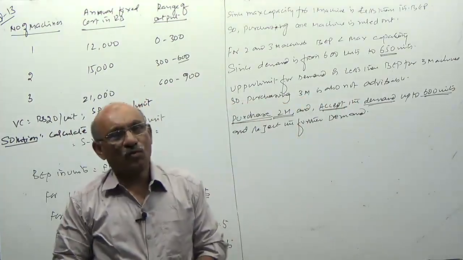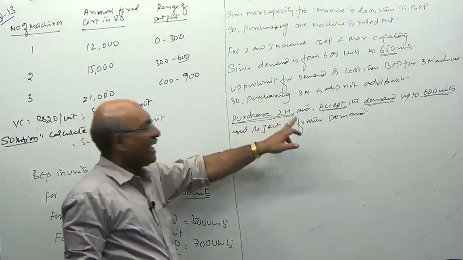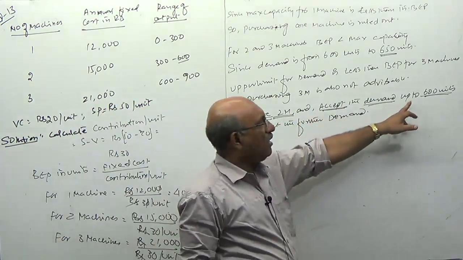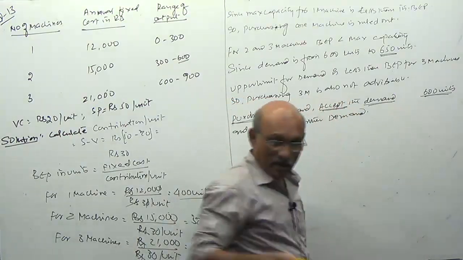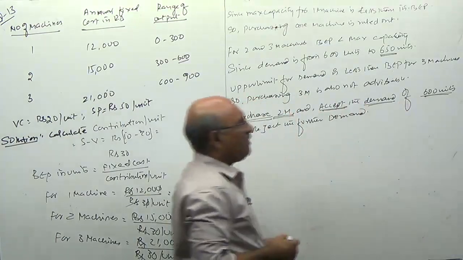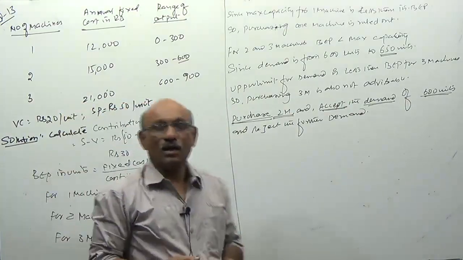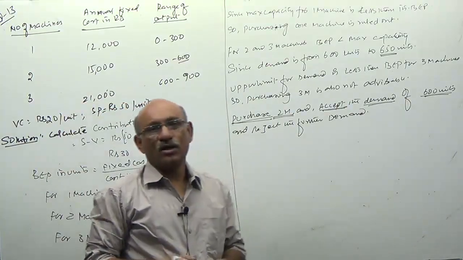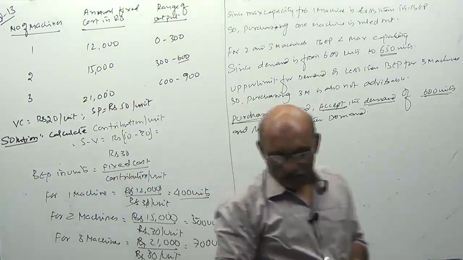So finally, what decision am I taking? Purchase two machines and accept the demand of 600 units, and reject the further demand. This is the final conclusion you have to take. Clear, sir? Very good. Note down the solution. I'll give you 1 minute time.